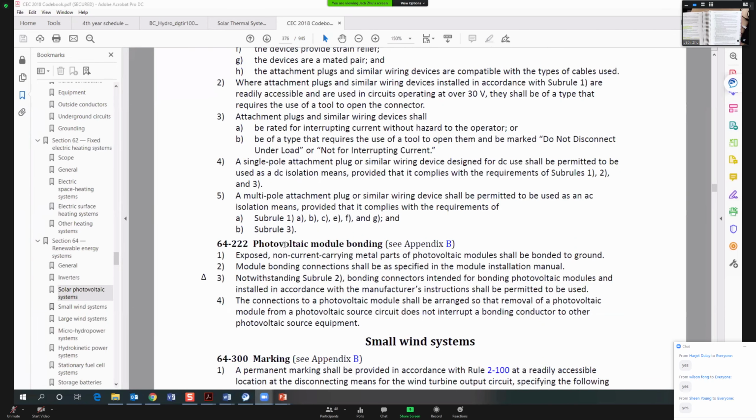Rule 64, photovoltaic module bonding, subrule 4. The connection to photovoltaic modules shall be arranged so removal of a photovoltaic module from a source circuit does not interrupt the bonding conductor to the other ones. I think I showed you the picture for this one.